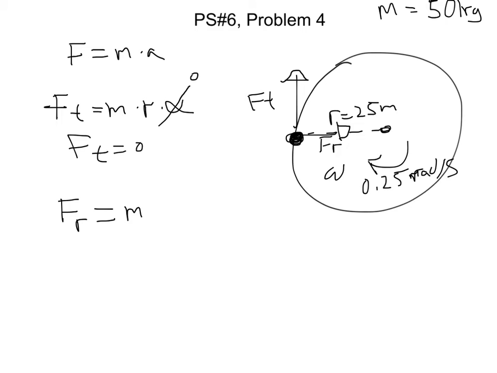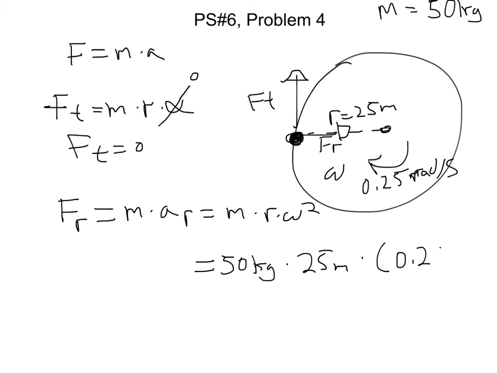So we have the mass of the individual times the radial acceleration, which is going to equal the mass times the radius times the angular velocity squared. And we know all of these variables, so we have 50 kilograms times the radius, which is 25 meters, times the angular velocity of 0.25, I keep wanting to say meters per second, but it's radians per second, and that quantity is squared.